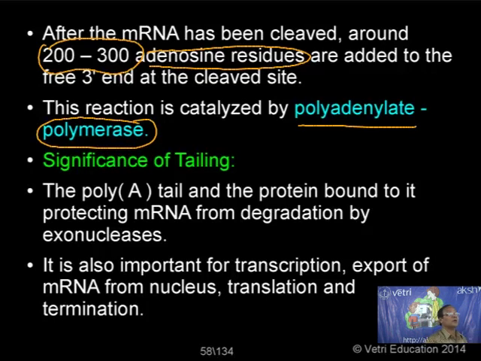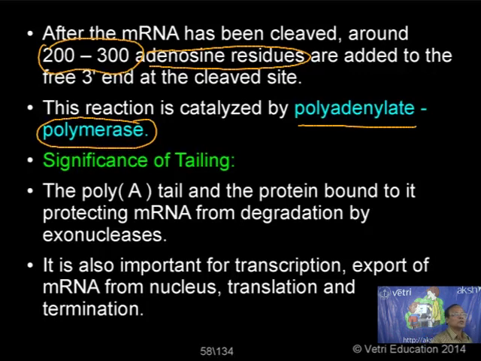That is why the enzyme is called polyadenylate polymerase, because many monomers have been added. Now what is the importance of the tail? This polyadenylate tail is always bound with a protein. Once many adenine residues are added to the tail end, it binds with a protein. This polyadenyl tail along with the bound protein protects the mRNA from degradation by the action of exonucleases.